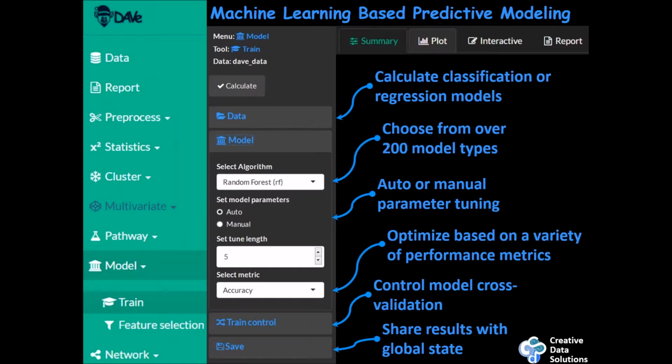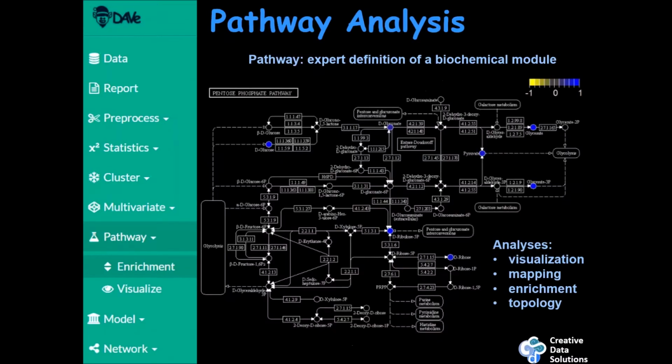So, okay, now that we've done that, we've conducted our statistical analysis, we've looked at the multivariate trends, we've identified our optimal model parameters to optimize our prediction of who's sick and healthy. Now we're ready to conduct a pathway analysis.